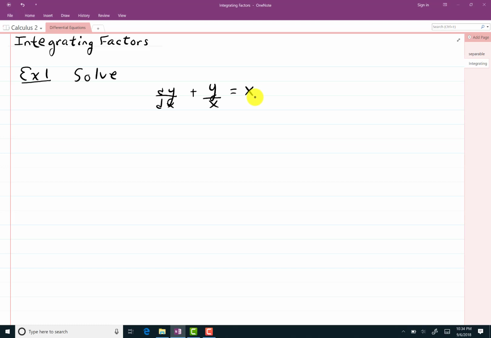I got dy over dx plus y over x equals x. Now, using the method we had last time, you may try to separate it by doing the following. dy over dx equals x minus y over x. Now, in order to separate, I would need the right-hand side of this equation to break up into factors involving only x and factors involving only y. But there's no way to do that here. I can't break this up. So this equation can't be separated.